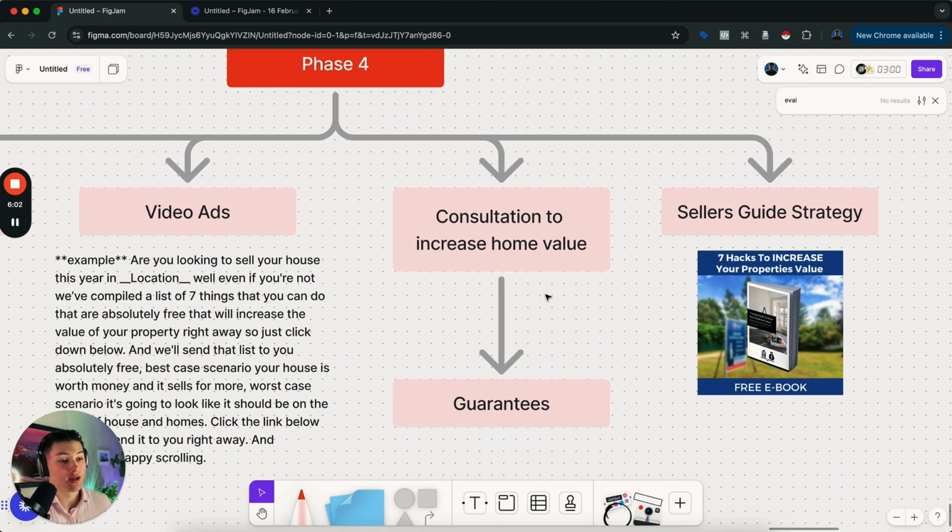And then the next two or three ways that we troubleshoot this issue of going all the way to phase four is we change the guarantee. So we promote maybe sold in 3 months guaranteed, or we do a consultation to increase home value. So that's a meeting where you, the realtor, go out to just give true, genuine value on how to increase their home's value, not giving a home evaluation, but giving a consultation. And then we do a seller's guide as well.